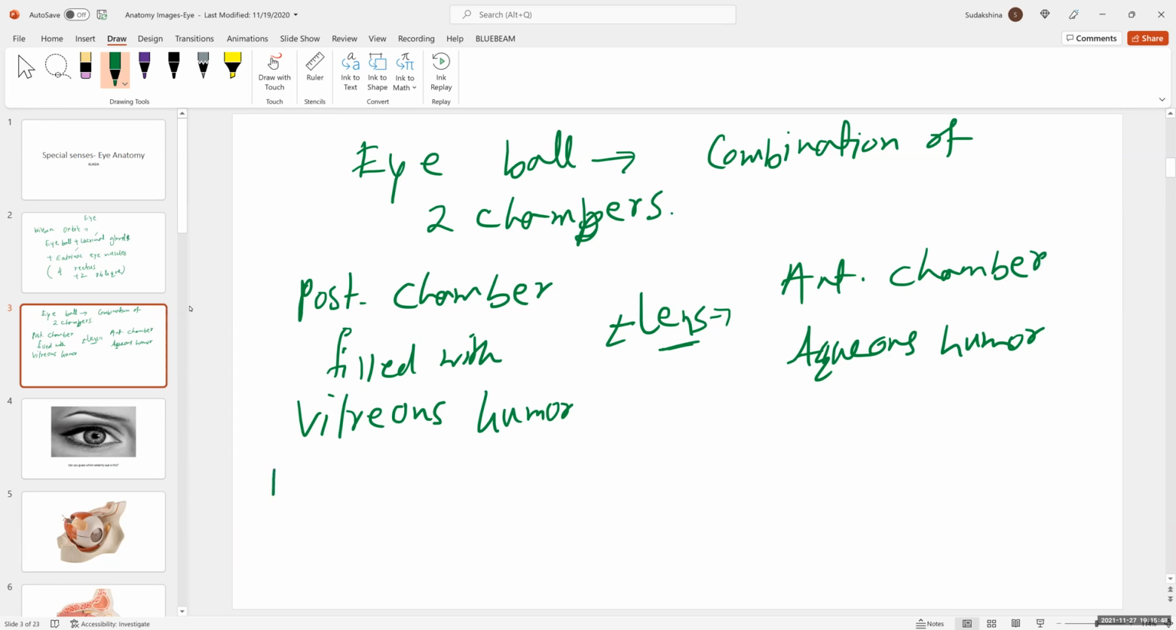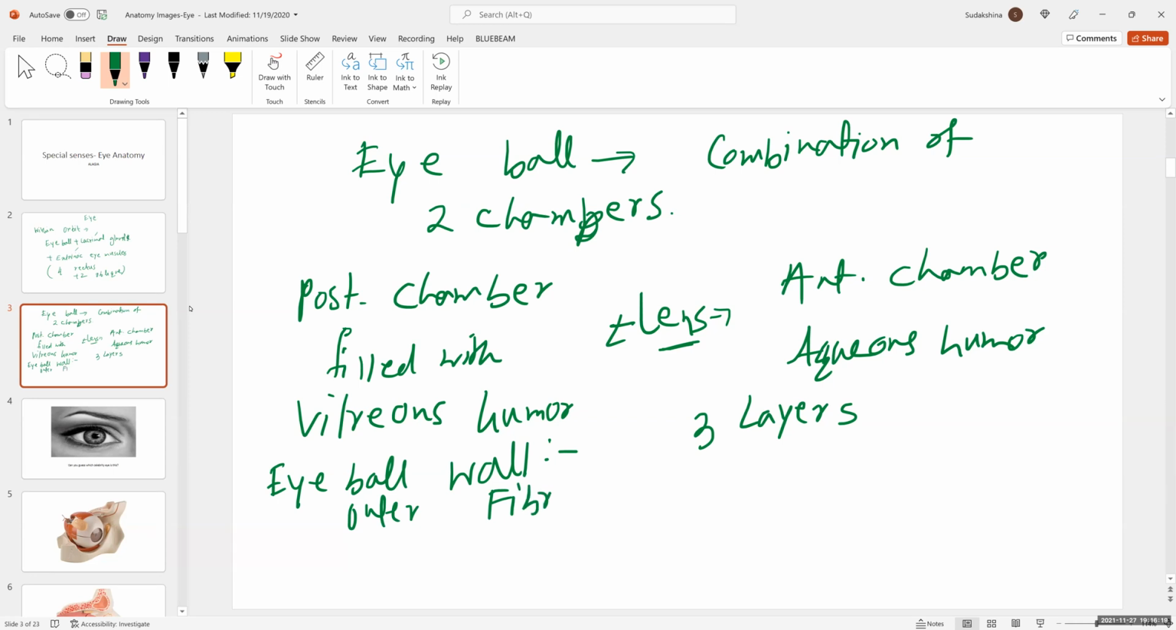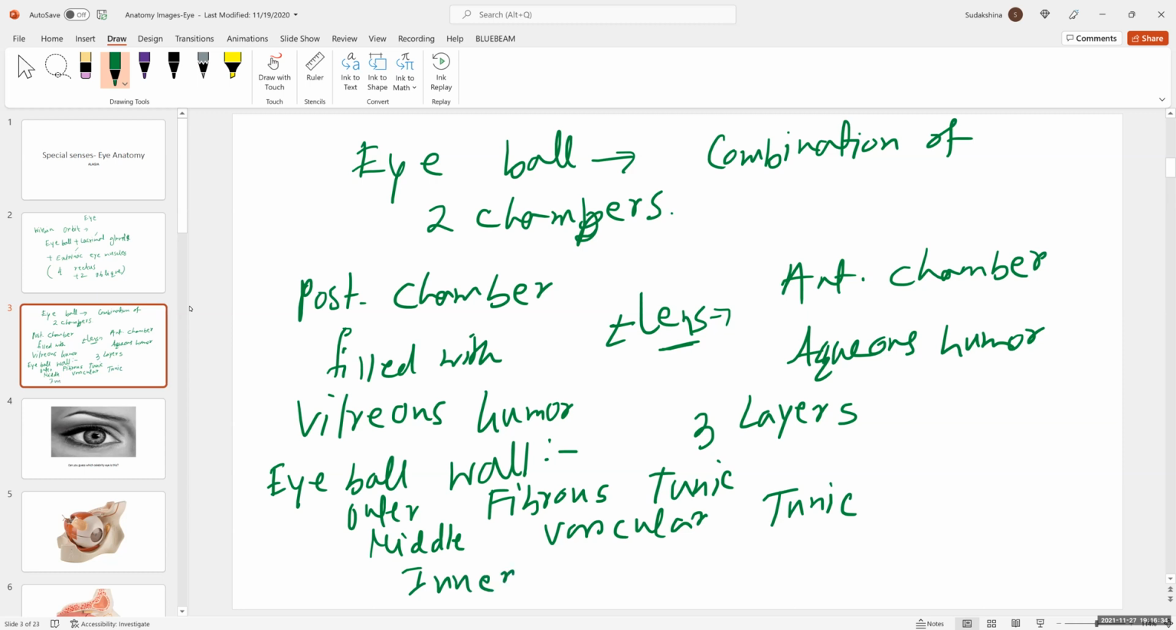Now the eyeball itself, the wall. If we cut the eyeball into 2 halves and remove all the fluid from the chambers, you'll see that the eyeball wall is made of 3 layers. The layers are the outer fibrous tunic, the middle vascular tunic, and the inner neural tunic. This is what the eyeball wall is made of.